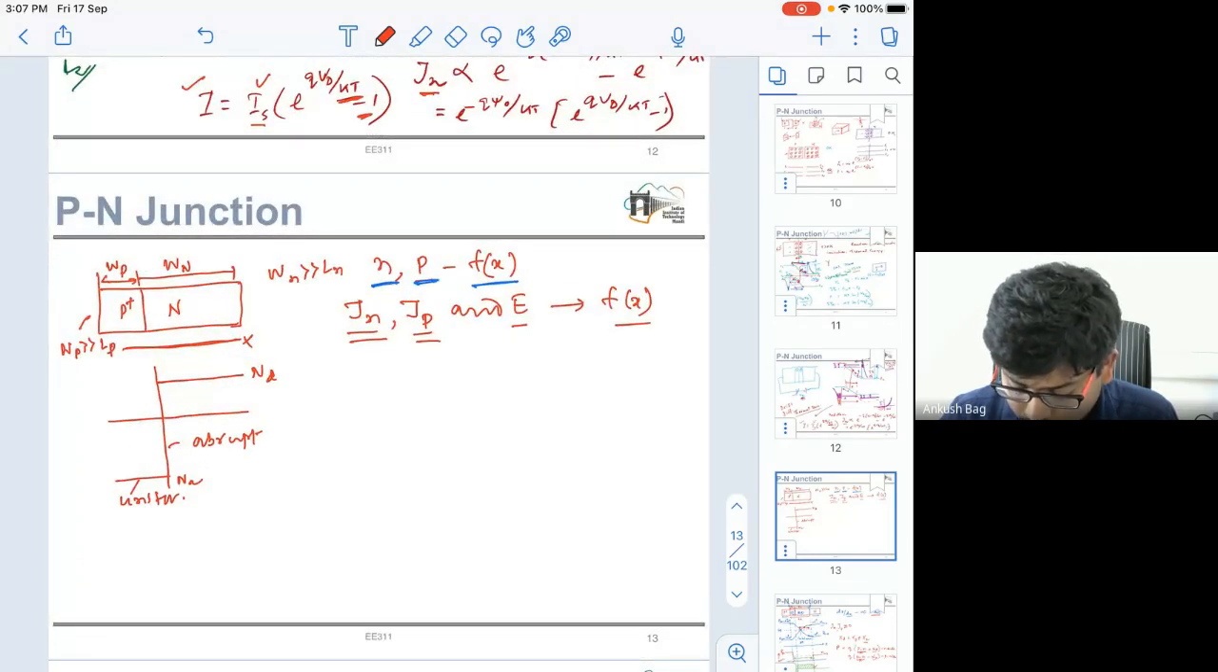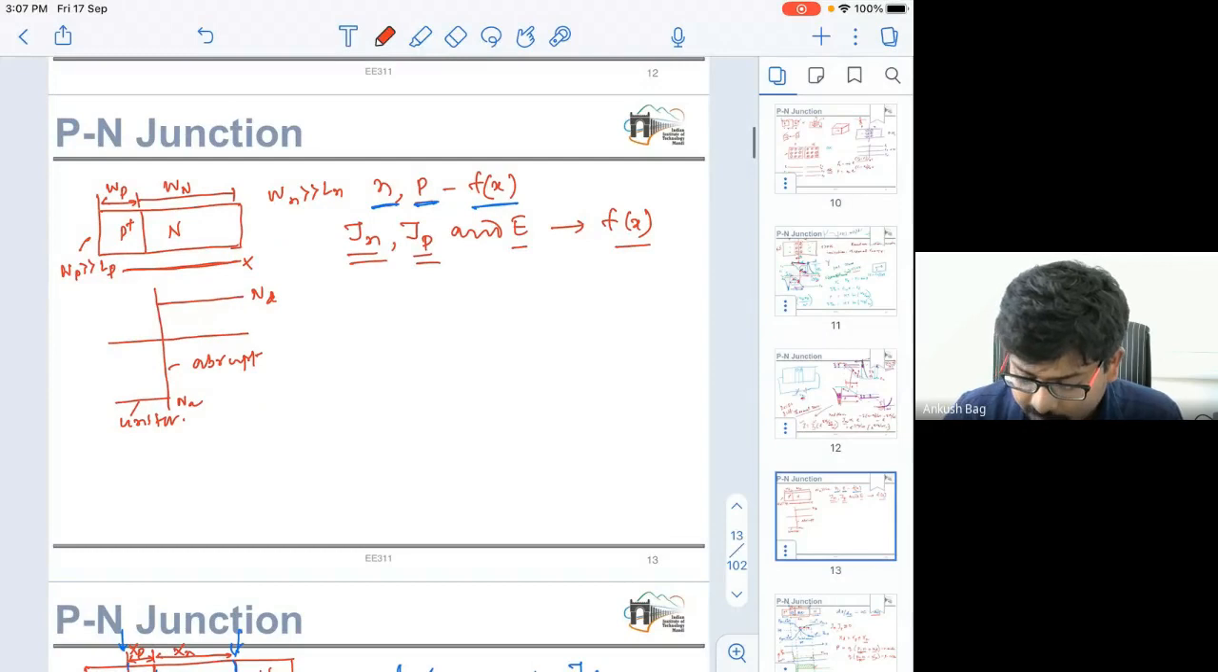In the last class, that is yesterday's class, we tried to understand this variation. Our overall objective is to find the variation of electron concentration and hole concentration with x across the p-n junction, then the variation of hole current density and electron current density, that is Jp and Jn, as well as the electric field variation along the device with x.